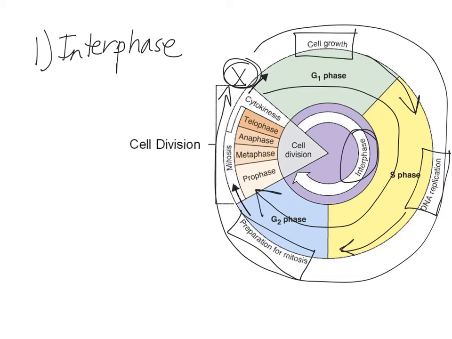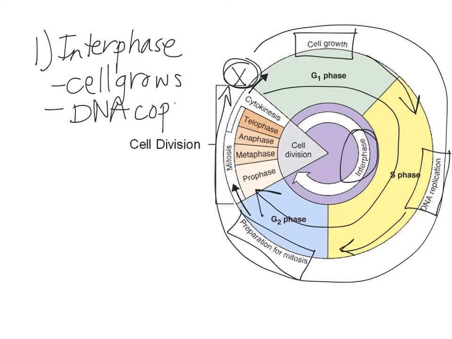And interphase has those three parts. The cell grows, the DNA copies, so we get another copy of the DNA, so there's twice as much DNA in the cell, and it prepares for mitosis. And what we're going to talk about with this preparation stage is something called centrioles. So we're just going to say it makes centrioles, and you'll see in a little bit what those are.